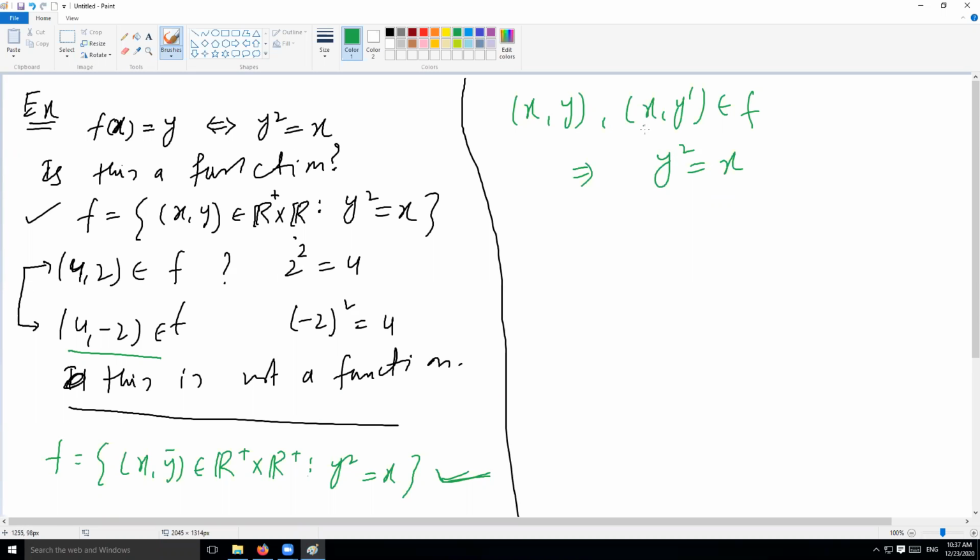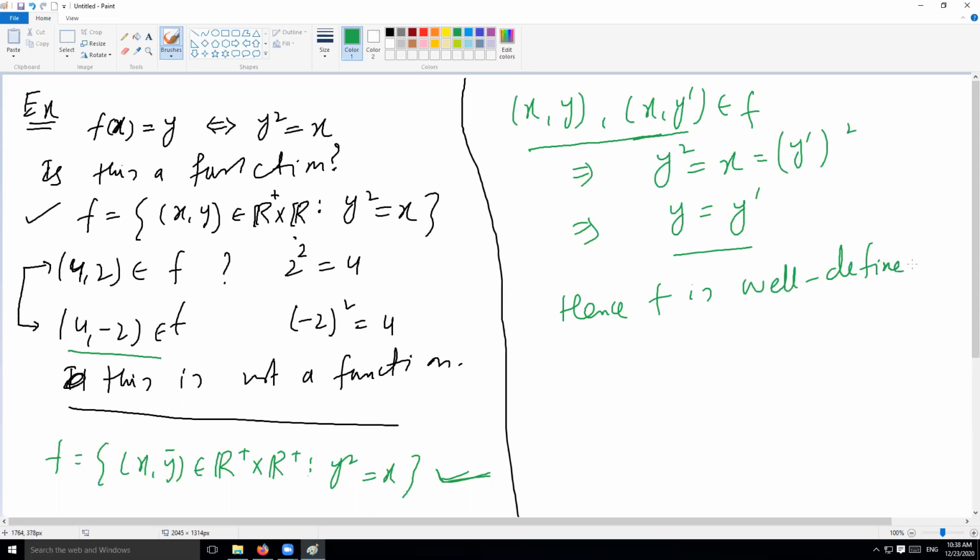Yes, sir. Okay. And what is the meaning of (x, y prime) belongs to F? This means that x is equal to y prime square actually. So can I deduce from this that y is equal to y prime? Yes, sir. What should I do? Take a square root on both sides. Okay. So if you take the square root on both sides, you're going to get y equal to y prime. So we picked two ordered pairs from F and we proved that y equal to y prime. So I'm going to say that my F is well defined. It satisfies both conditions actually.